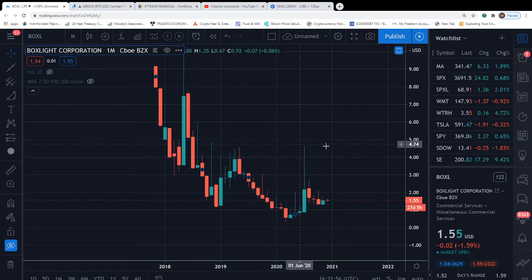So what we're going to do is just take a look at the technical data on this symbol. Again, BOXL if you're following along. BOXLIGHT Corporation. I'm not sure what it is, guys. Just technical data, no news on the channel here. So let's not waste any time. Let's just dive right into the charts here, shall we?